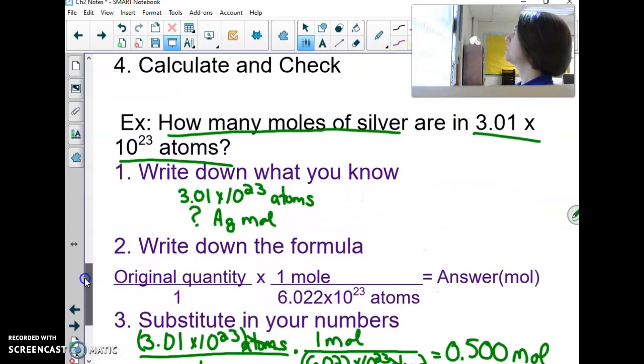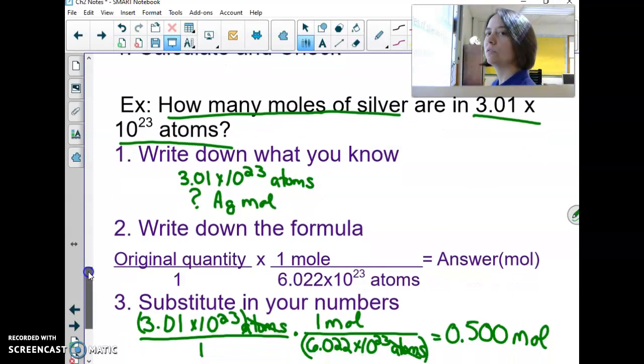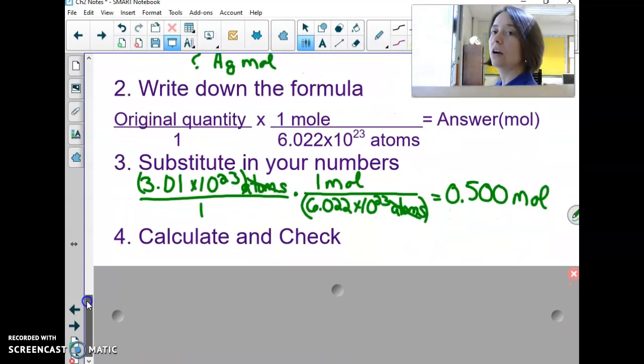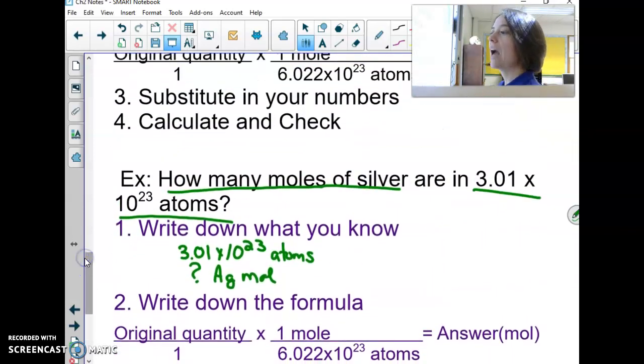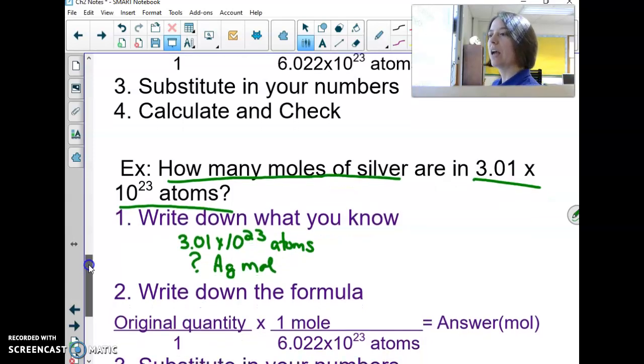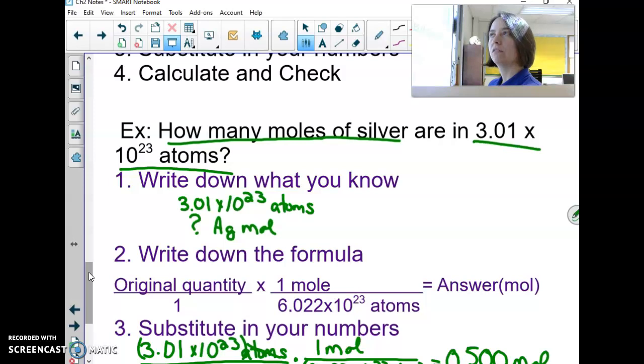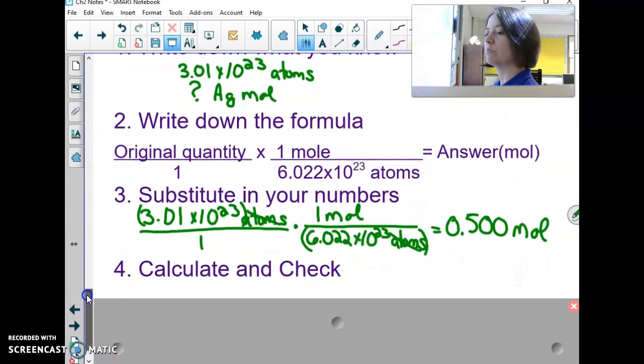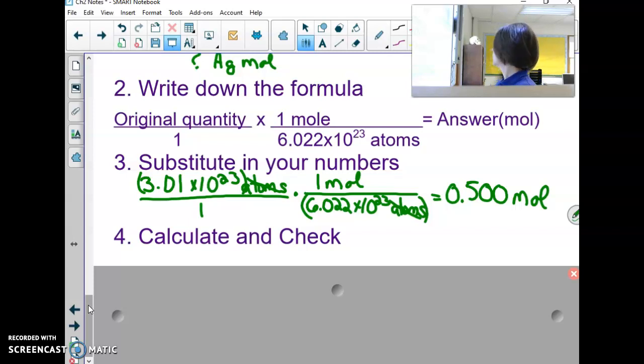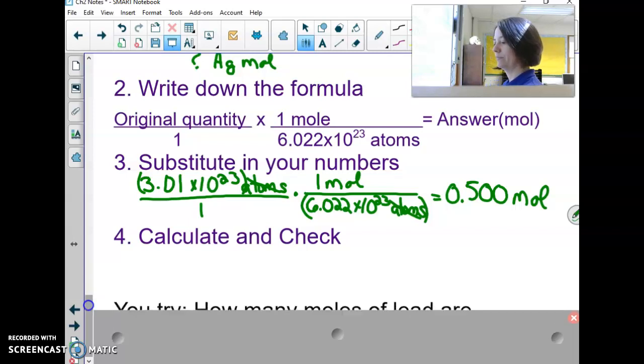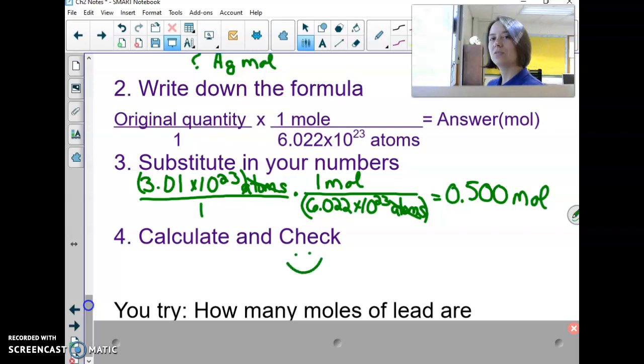So we calculated, now it's time to check. So looking up here, how many moles of silver? Did we answer the question? Yes, our answer is in moles. Now let's see if we have a reasonable answer. So 3.01 times 10 to the 23rd is about half of 6.022 times 10 to the 23rd. The exponents are the same, so first I have to compare exponents when I'm looking at really big numbers, and those are the same, and then I can look at the number in the front, so 3.01 and 6.022. So do we have about a mole? We have exactly half a mole. So we got an answer, and it's reasonable. Good job.